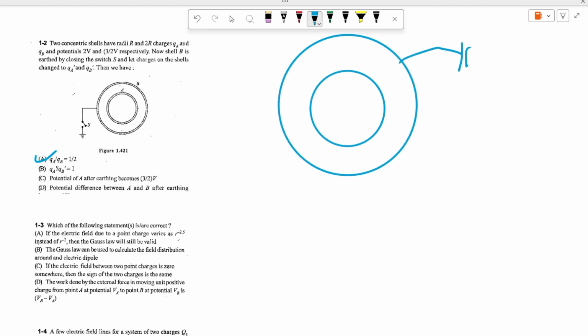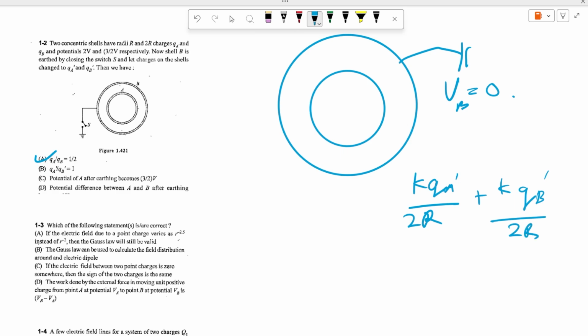We know the second shell is grounded. That means the potential at it is equal to 0. Now the expression of VB can be written as KQA dash upon 2R plus KQB dash upon 2R. This is how we write it.